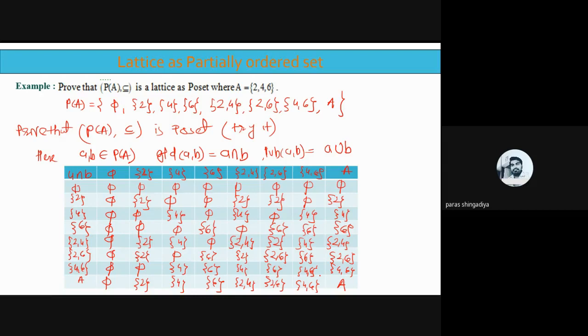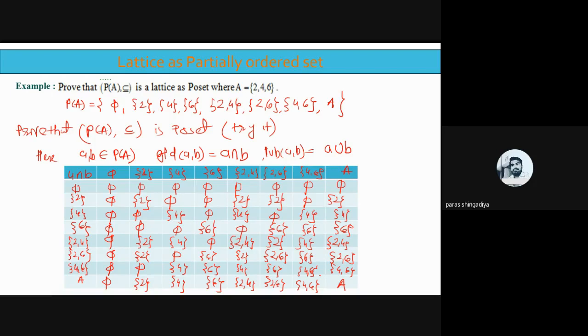Okay, so this table of A intersection B, and next is A union B, and all these answers of the union as well as the intersection belong to P of A. So we can say that GLB means A intersection B, and LUB of A, B means A union B, that belongs to P of A, and therefore we can say that it is already a partially ordered set, and the condition of lattice is also valid here, also proved. So we can say that P of A, subset, is known as a lattice as a poset.